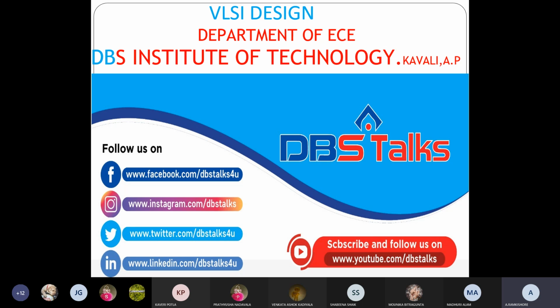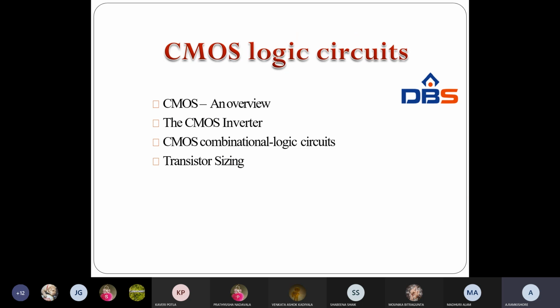In the last class, we already saw the MOS device operation and how that MOS device is implemented using different materials. Those topics were covered in the last sessions. In today's session, we will see CMOS logic circuits: the CMOS overview, the CMOS inverter, the CMOS combinational logic circuits, and transistor sizing. So today we have to cover these topics.